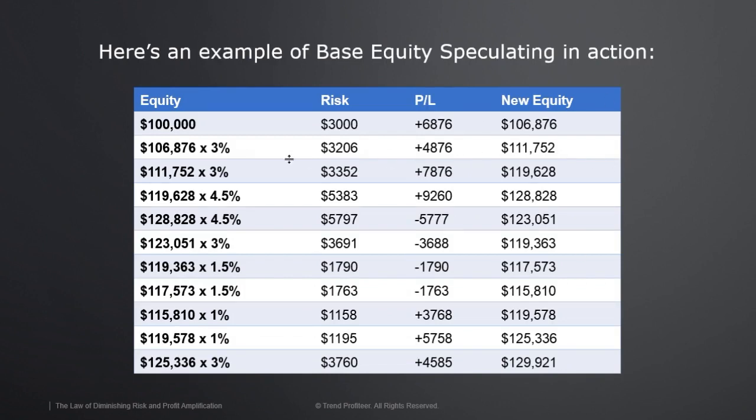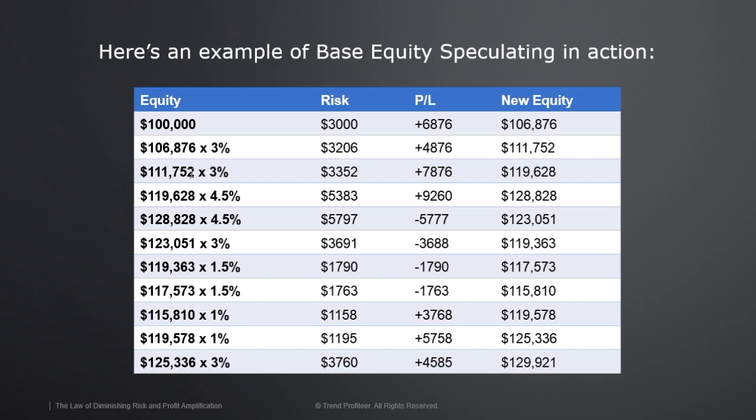So let's have a look at an example, and these again are just purely for the sake of the exercise. So let's say you had 100,000 equity in your account. You risked 3,000 at 3%, and you ended up doing well at 6,876 in profit for that trade. Brings your new equity to 106,876. Your next trade, you trade 3% not of the 100,000, but of the current balance, which is 106,876. That trade happens to go well as well. You're on over 111.